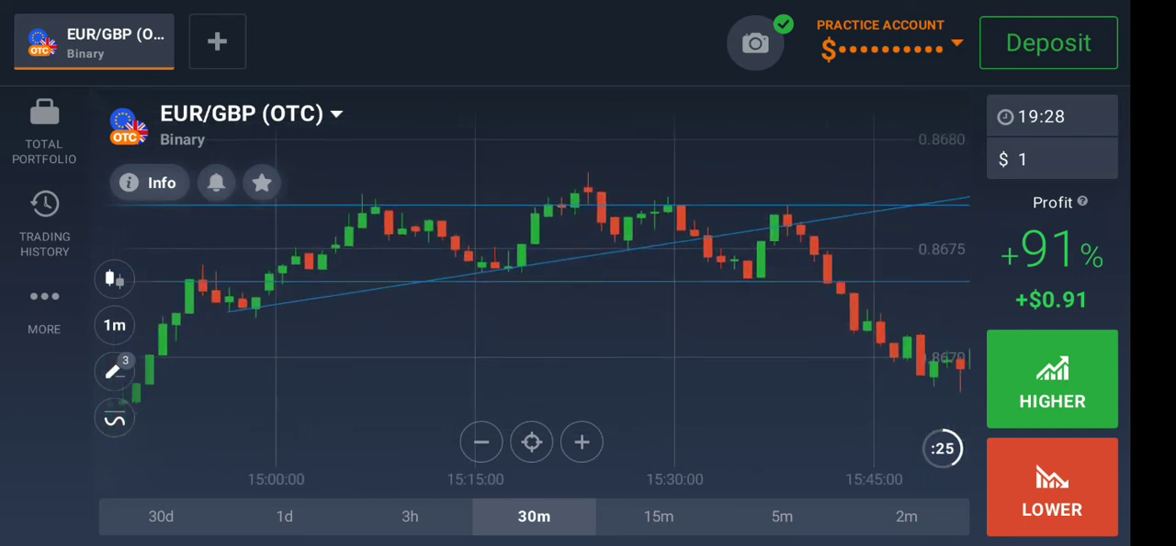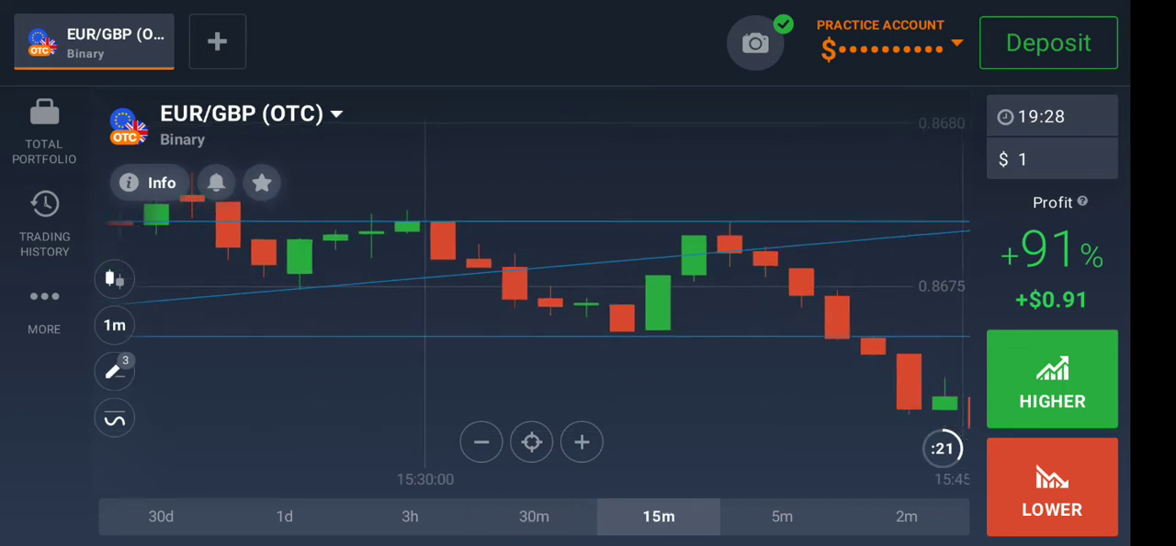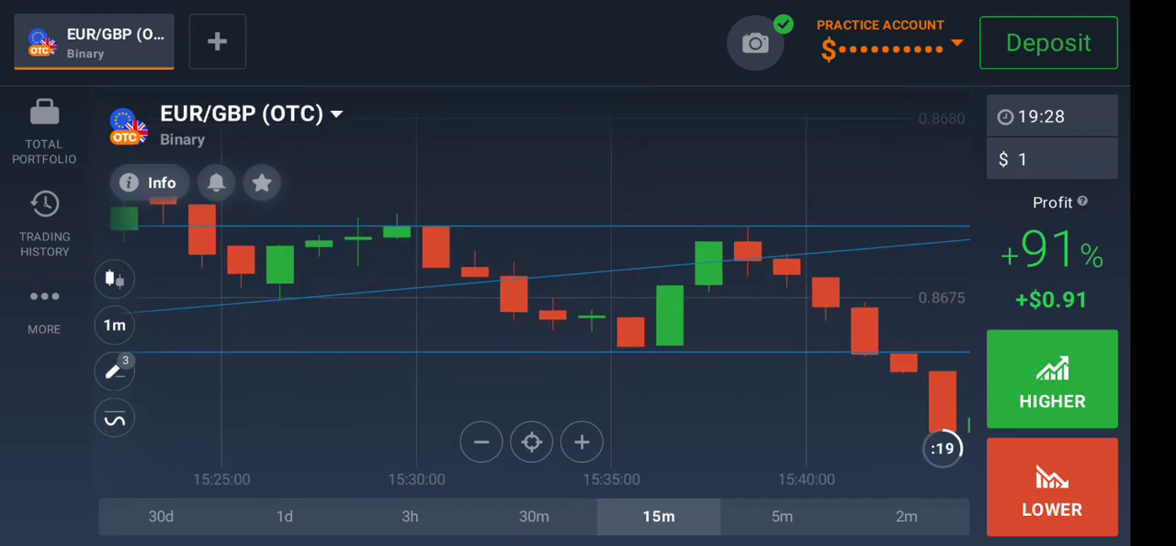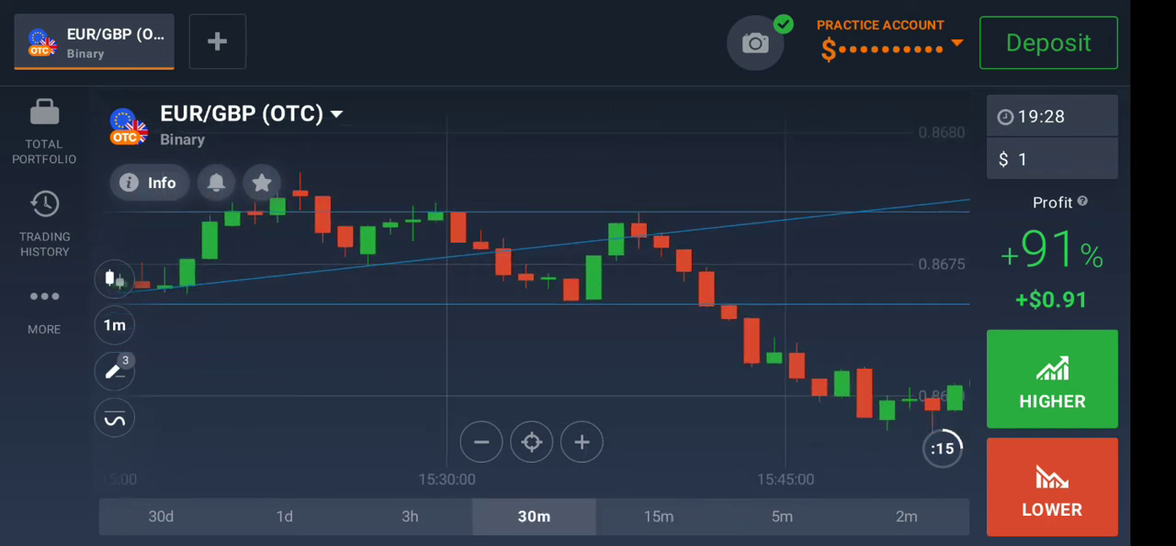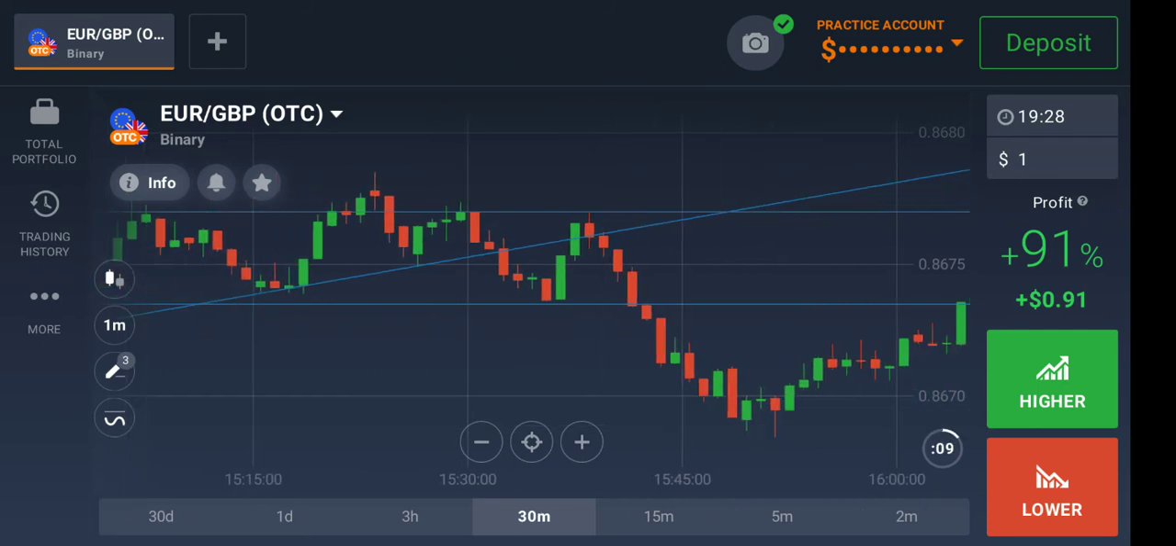So you can see, after the breakout of this level, the market again retests this level, right? Here you can see the market broke that level, again the market got support from here, and the market created a new trend, right? A momentum, a strong sellers momentum.